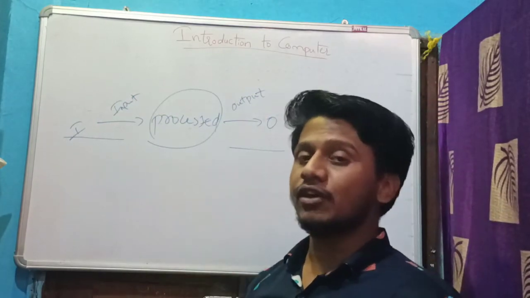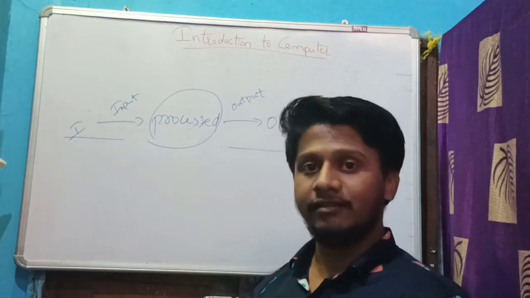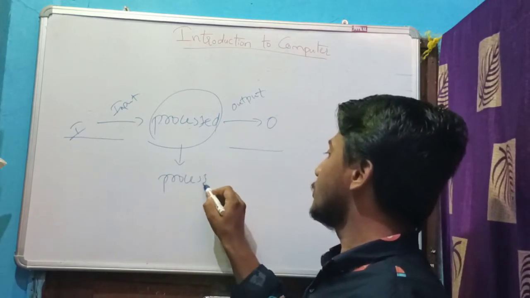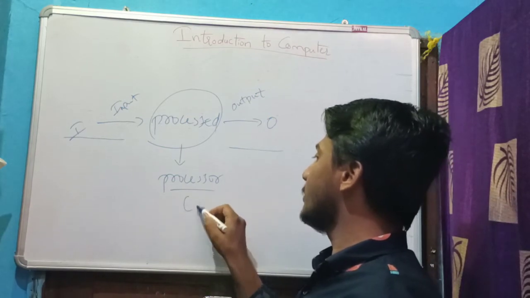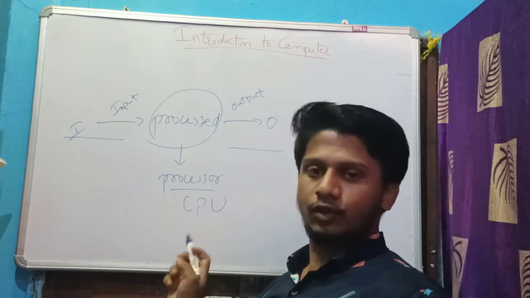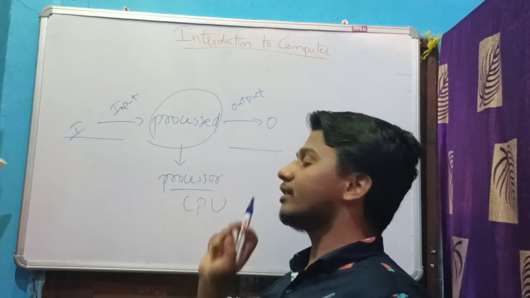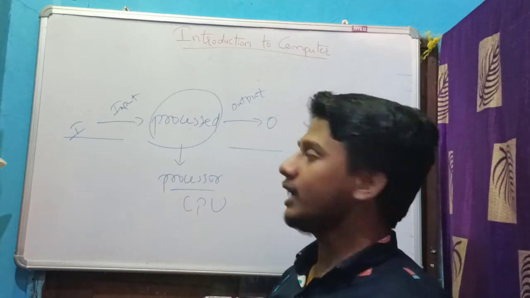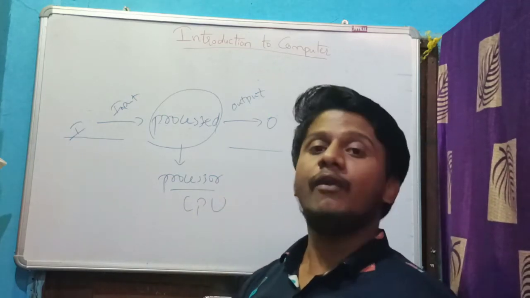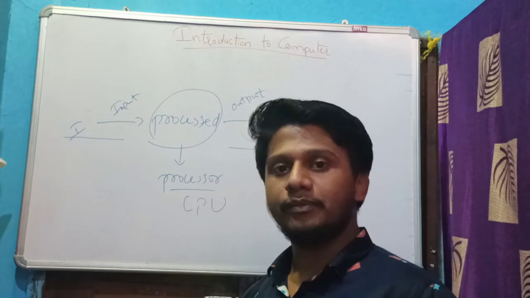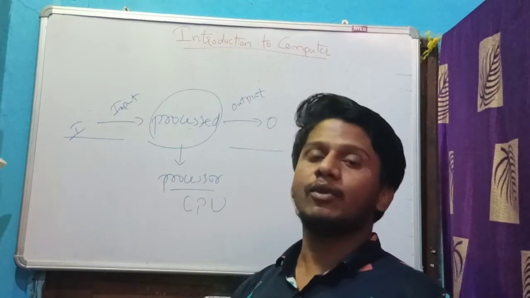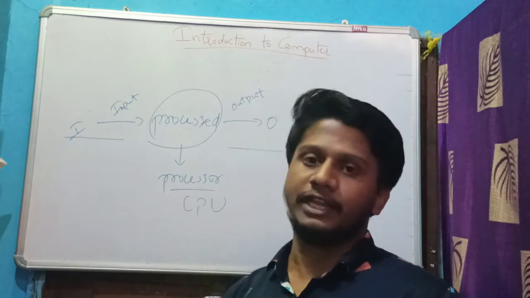So for processing also a device is required. That device we call the processor. The processor is nothing but your CPU, the central processing unit. The processor will process the data. How it is going to process the data, and how the data is represented in the computer, I am going to discuss in this video.